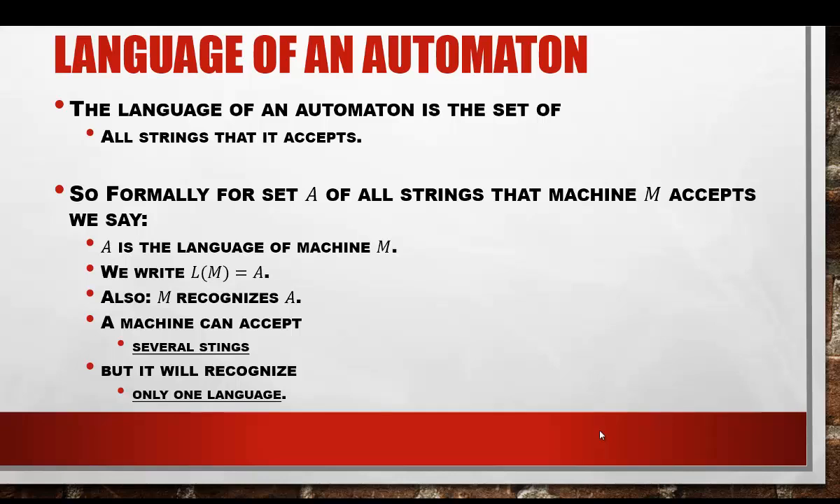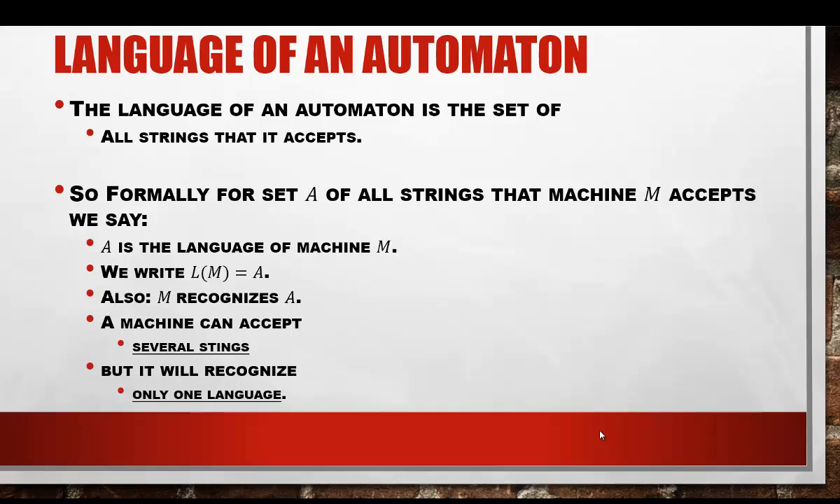One of the things that you need to remember to avoid confusion is that a machine may recognize only one language, but it can accept several strings. So the language is the set of all of those strings that the machine accepts. And also notice that the language can be empty if your machine doesn't have any accept state, or if no string is accepted by your machine. Then your machine still recognizes one language, namely the empty language.